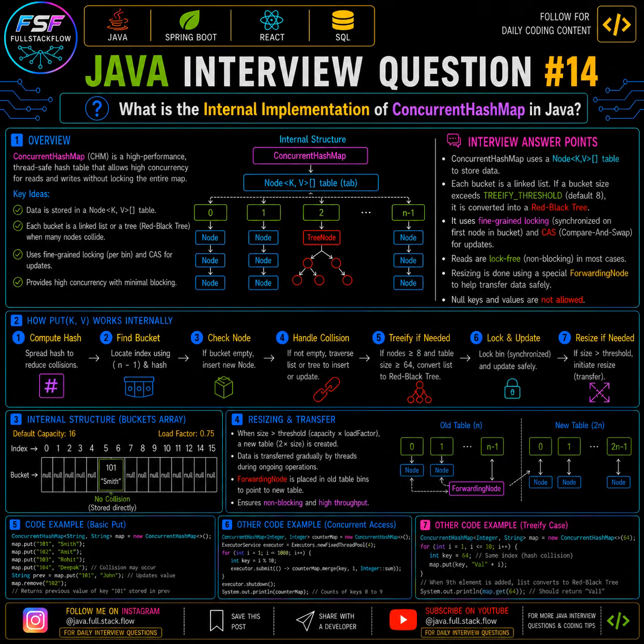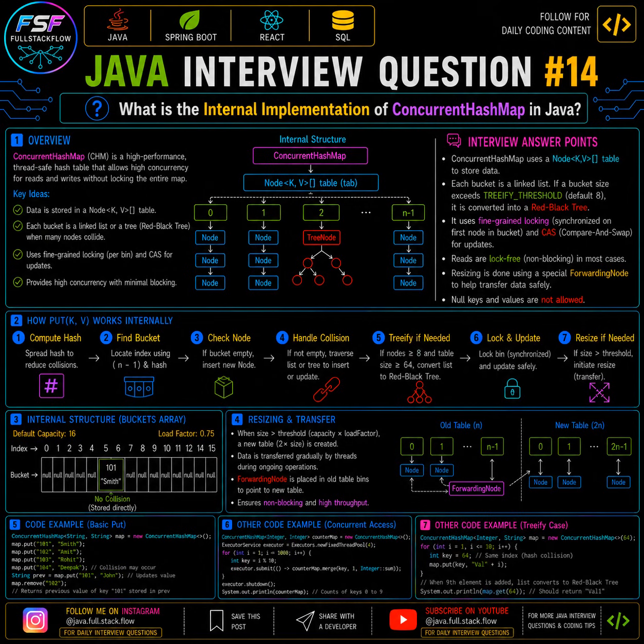Next is treeification. Now imagine many keys generated the same bucket index. Initially Java stores them as a linked list. But when the number of nodes becomes more than 8 and the table size is at least 64, then Java converts that linked list into a red-black tree. Why? Because linked list search becomes slow and tree search is much faster.